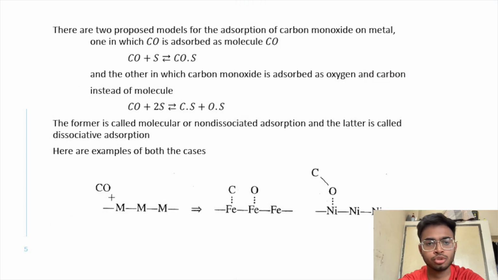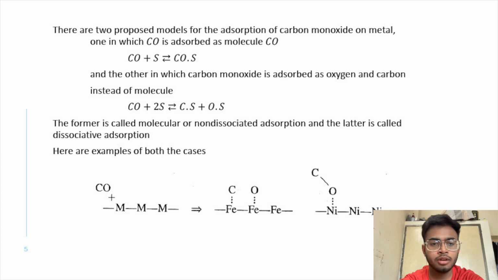There are two models proposed for the adsorption of carbon monoxide on a metal surface. One in which carbon monoxide is attached as a whole molecule to any surface. So the reaction expression can be given as carbon monoxide plus surface is equal to carbon monoxide dot surface. And the other model in which carbon monoxide is separately attached as oxygen and carbon instead of a whole molecule. So the expression can be represented as carbon monoxide plus 2 surface is equal to C dot S plus O dot S. The former model is called the non-dissociative adsorption and the latter one is called dissociative adsorption.